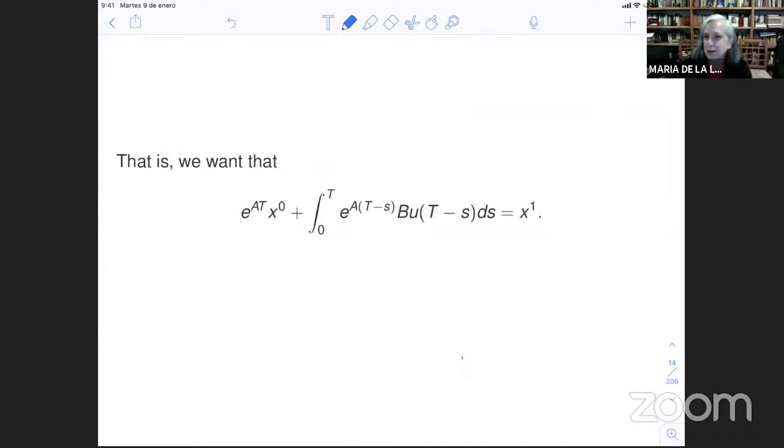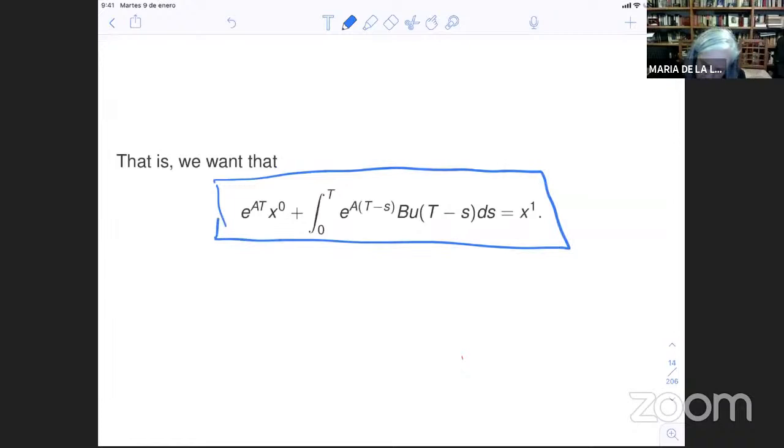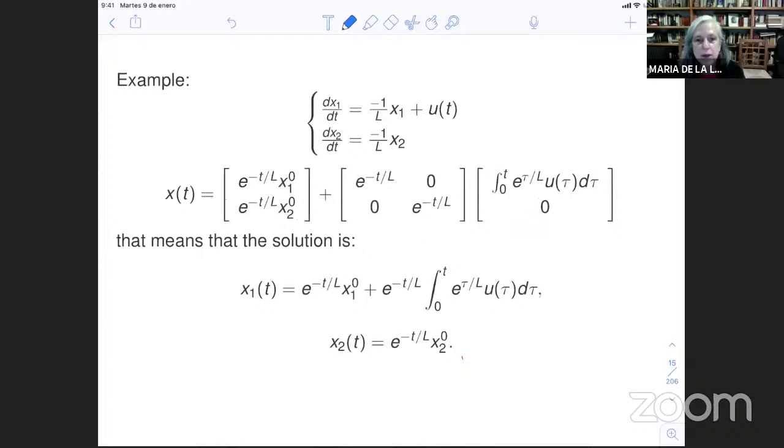Okay, so we want to, using the variation of constants formula, obtain X1 equal to the solution at time capital T. So that's exact controllability, okay? I'm giving you one example. If my system is, this is an electrical system, and I act in the first equation, so here N is equal to 2, M is equal to 1, so this is something I did not say.